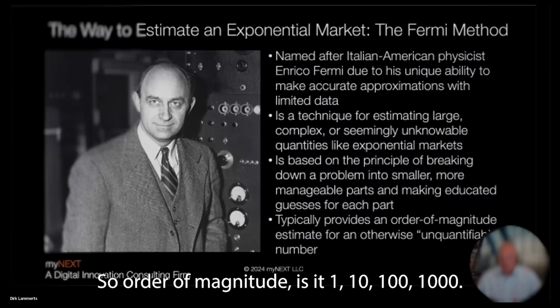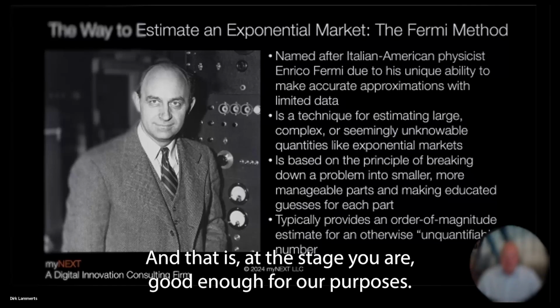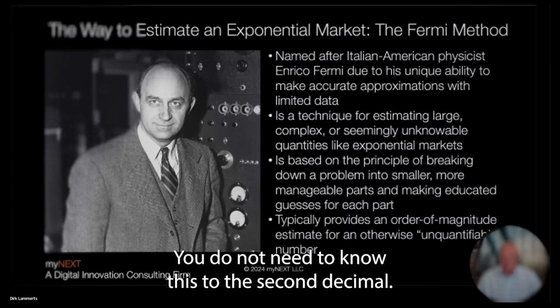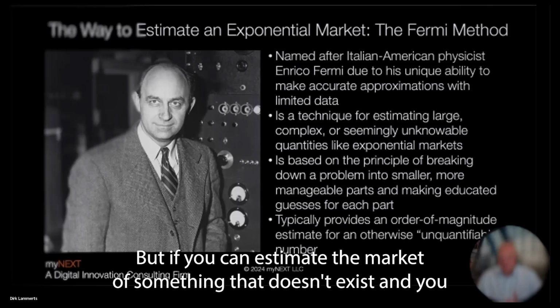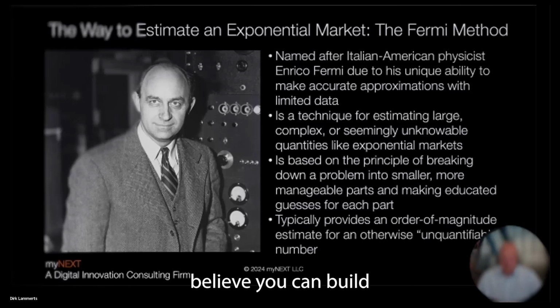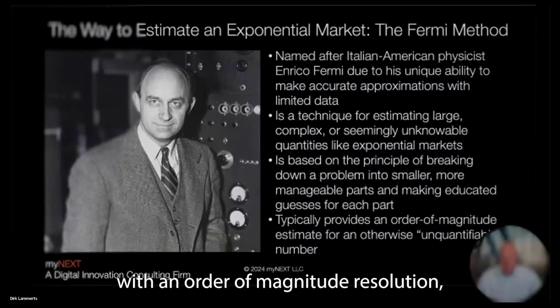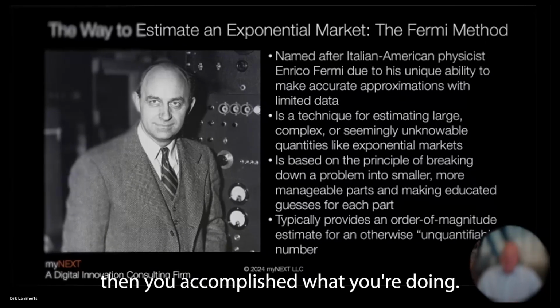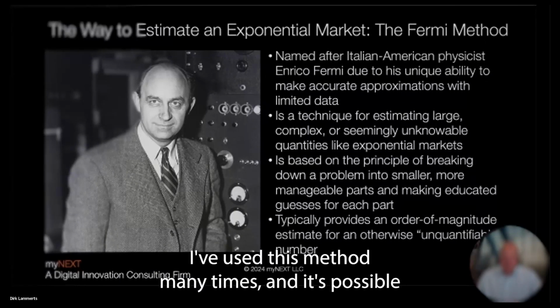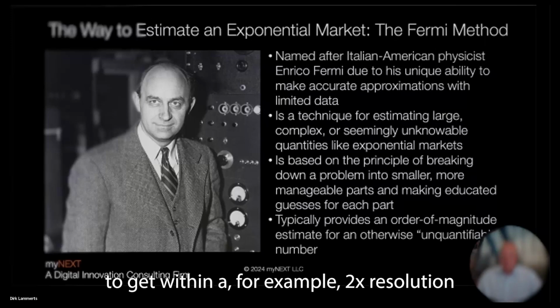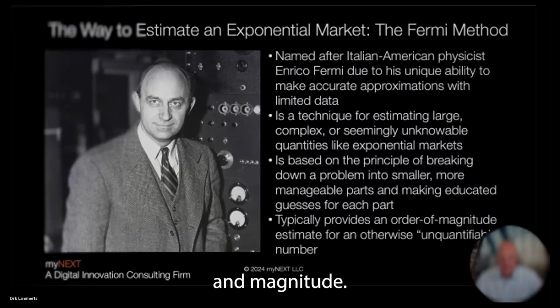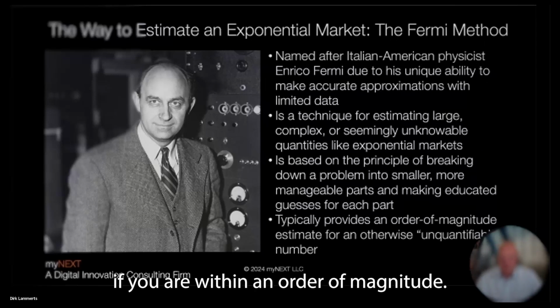So order of magnitude, it's 1, 10, 100, 1,000. And at that stage you are good enough for our purposes. You do not need to know this to the second decimal, but if you can estimate the market of something that doesn't exist and you believe you can build with an order of magnitude resolution, then you accomplished what you're doing. I've used this method many times, and it's possible to get within, for example, 2x resolution. But it's okay if you are within an order of magnitude.